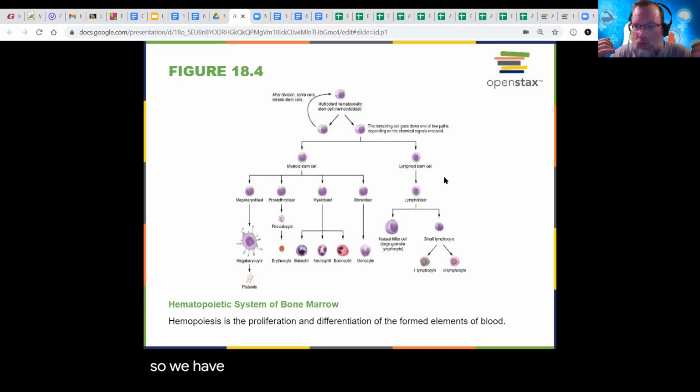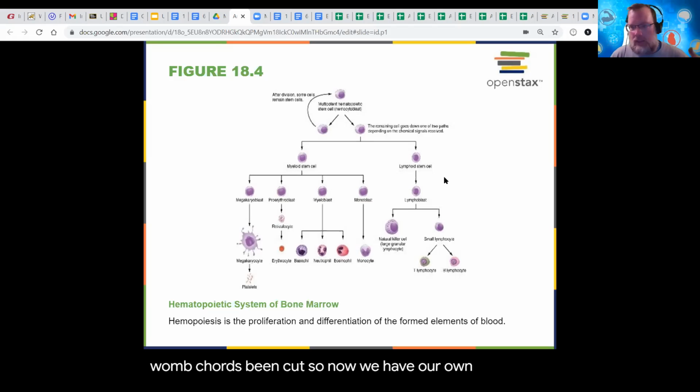So we have pluripotent stem cells. You have embryonic stem cells dealing with the embryo, and then pluripotent stem cells that are more specific to us as living, breathing beings outside of the womb, once the cord's been cut. So now we have our own system of producing new cells. Myeloid stem cells from bone marrow are going to be producing all of the blood cells, really, except for the lymphocytes.